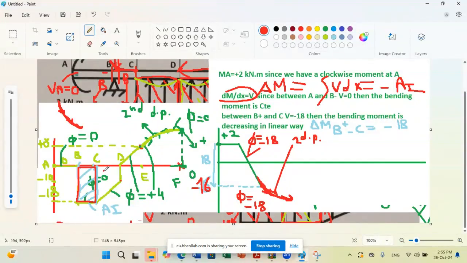What will happen to the area? So already we said we have a second degree. But what is missing is the area. We need to know what is the moment at this point. To find the bending moment at D, we say that the variation, delta M between C and D, is equal to minus area 2.